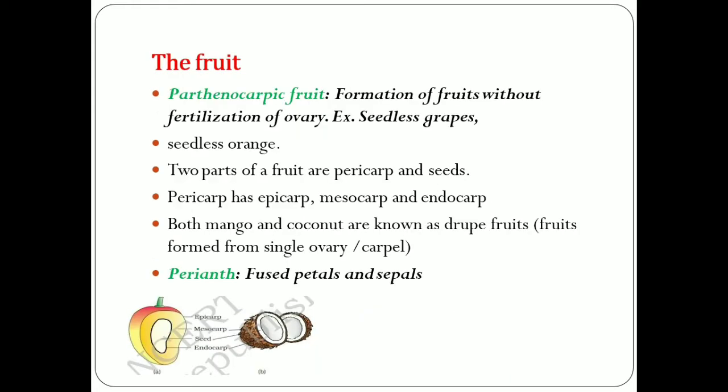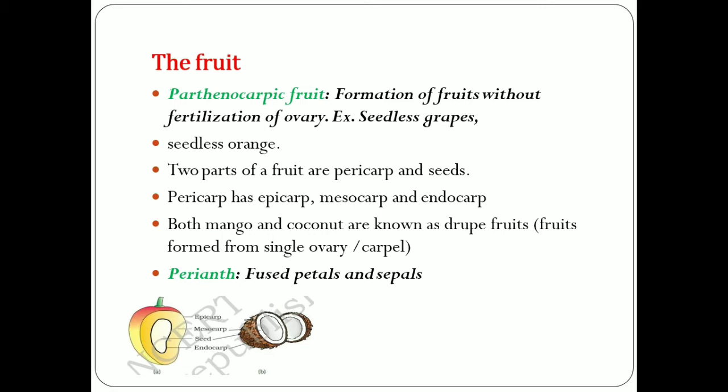5.6 The fruit. The fruit is a characteristic feature of the flowering plants. It is a mature or ripened ovary, developed after fertilization. If a fruit is formed without fertilization of the ovary, it is called a parthenocarpic fruit. Generally, the fruit consists of a wall or pericarp and seeds. The pericarp may be dry or fleshy.